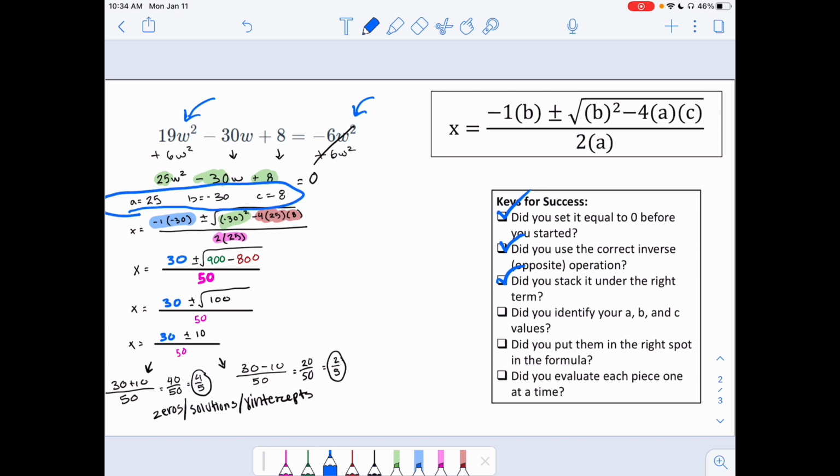Yes, I did. Did I put them in the right spot in the formula? Yep, everywhere I saw an a, I wrote a 25. Everywhere I saw a b, I wrote a negative 30. Everywhere I saw a c, I put an 8. Did you evaluate it one piece at a time, or just stick the whole thing in the calculator? Well, we evaluated it one piece at a time. So yes, we did it right.